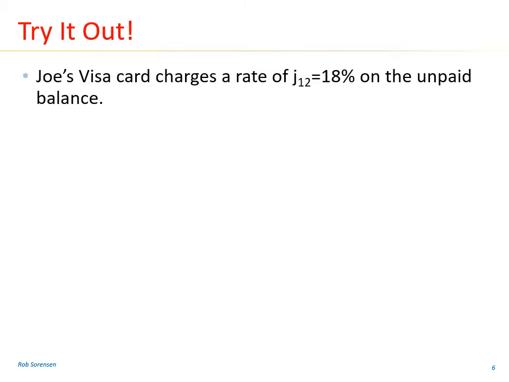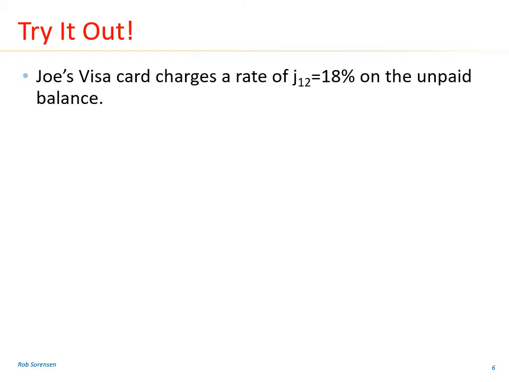Let's give you a chance to try one out. You've got a Visa card that charges a rate of 18% compounded monthly on the unpaid balance. That's pretty typical for a lot of credit cards out there. Now that's compounded monthly, so that compounding effect is actually going to make us pay more by the end of the year, isn't it? What will we really pay if we leave a balance hanging around on our credit card?